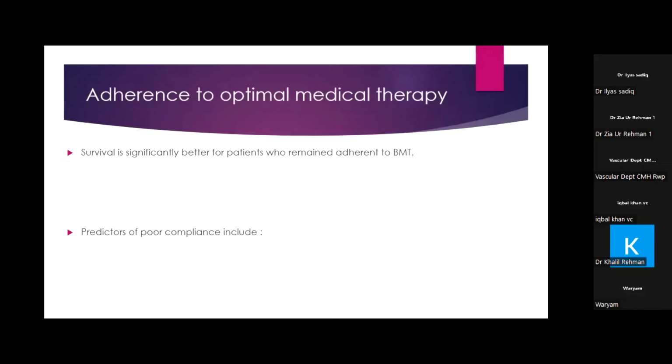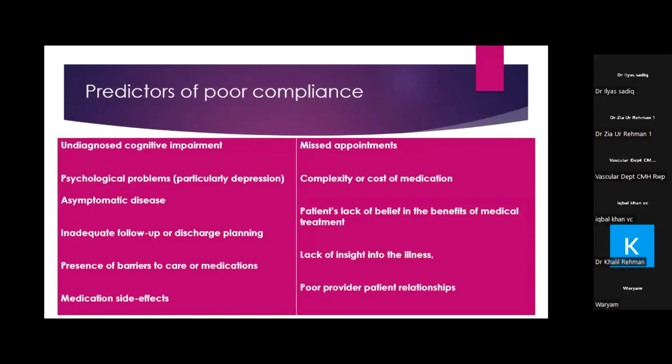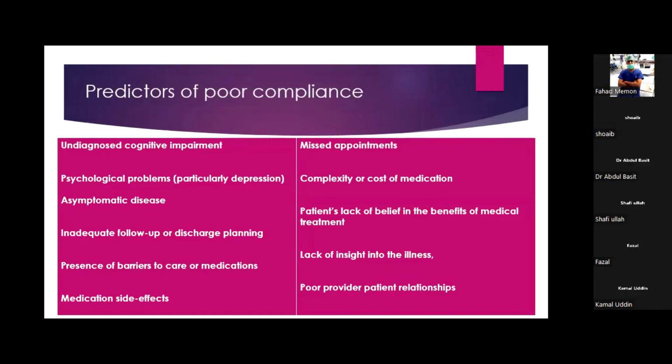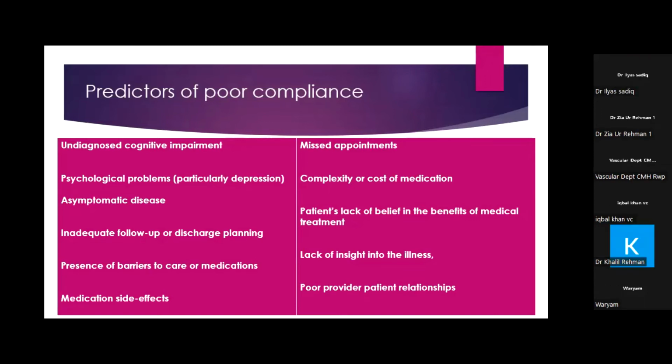Adherence to the optimal medical therapy. Survival is significantly better for patients who remain adherent to the best medical treatment. But there are some predictors of poor compliance, which include undiagnosed cognitive impairment, psychological problems, especially depression, asymptomatic disease, inadequate follow-up or discharge planning, presence of barriers to care or medications, medication side effects, missed appointments, complexity or cost of medication, patients' lack of belief in the benefits of medical treatment, lack of insight into the illness, and poor provider-patient relationship.